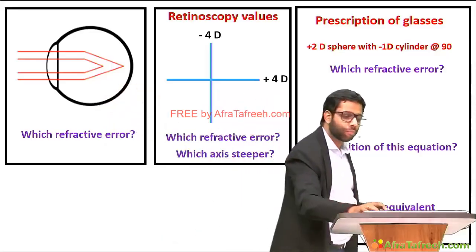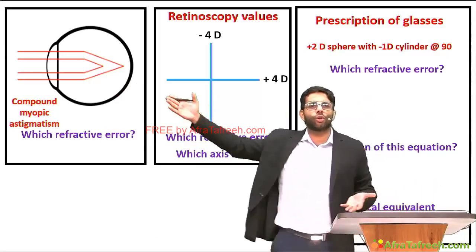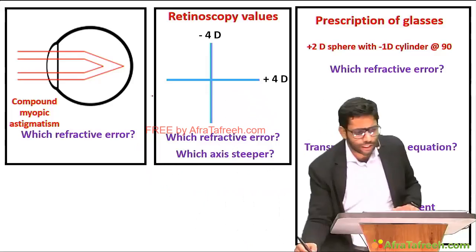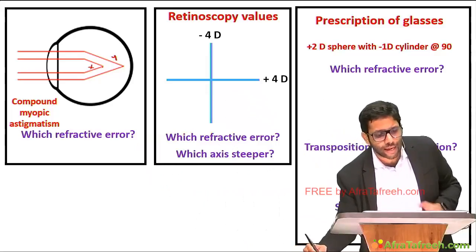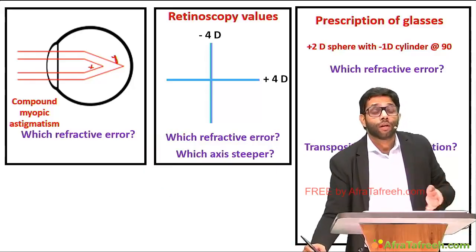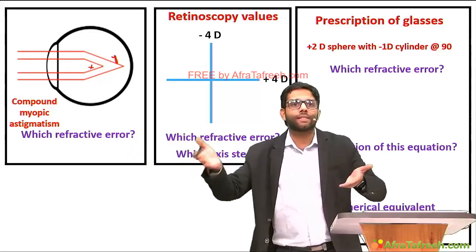This is compound myopic astigmatism. Now you cannot say with the rule or against the rule, because you don't know which one is vertical and which one is horizontal. You can only say that this, for example, is X ray and Y ray. X is steeper, that's why it is focused in front. But you cannot say with the rule or against the rule. Here you can only say compound myopic, because you don't know whether X is vertical or horizontal.